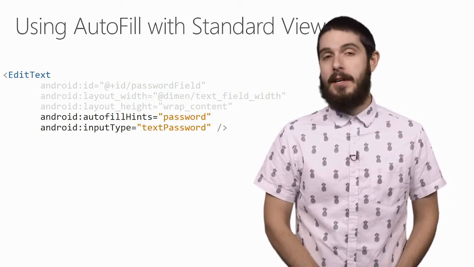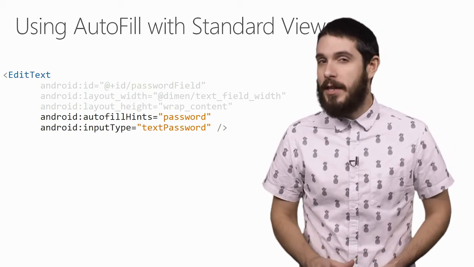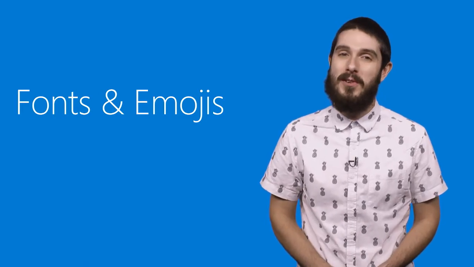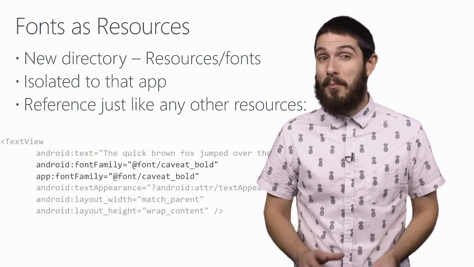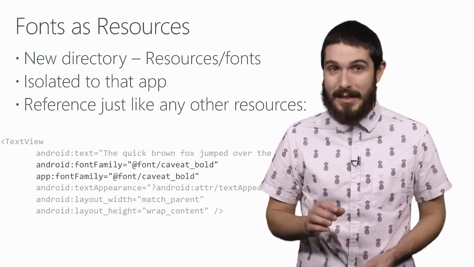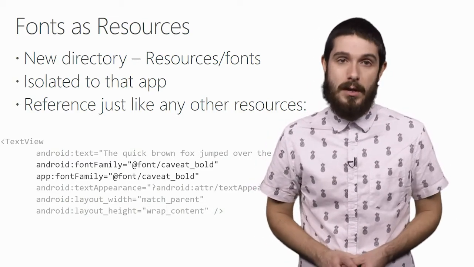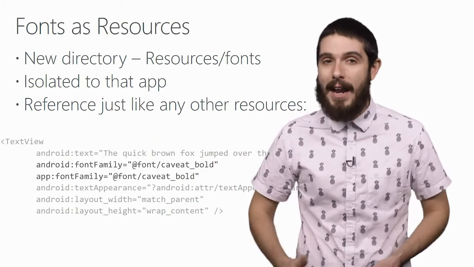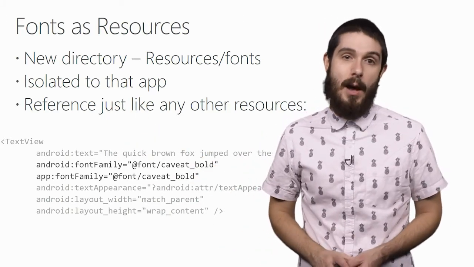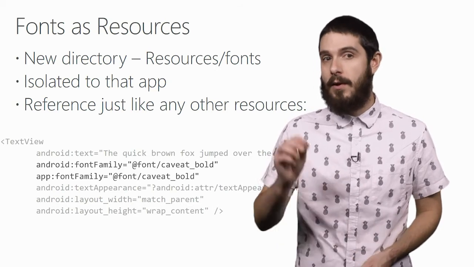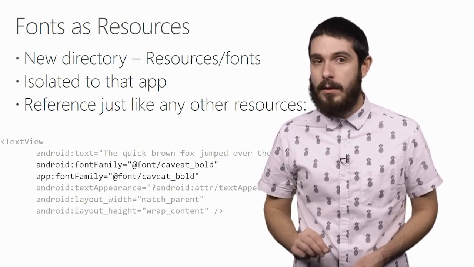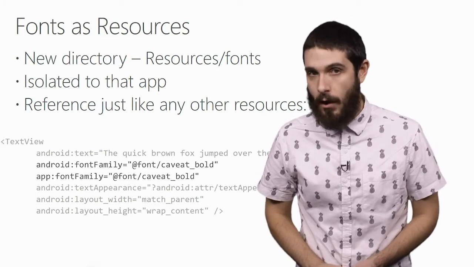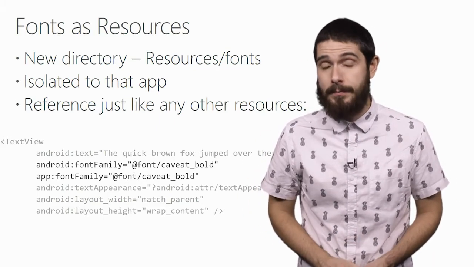text view. Now, autofilling passwords and things like that are fun, but what about fonts and what about emojis to really spice up those text views? Well, first things first, brand new is a way of automatically setting fonts as a resource. You can simply add them into resources/fonts and then use them like any other resource inside your application. So here what we're seeing is that we have android:fontFamily and app:fontFamily for backwards compatibility to access that font as an attribute, which is super awesome.